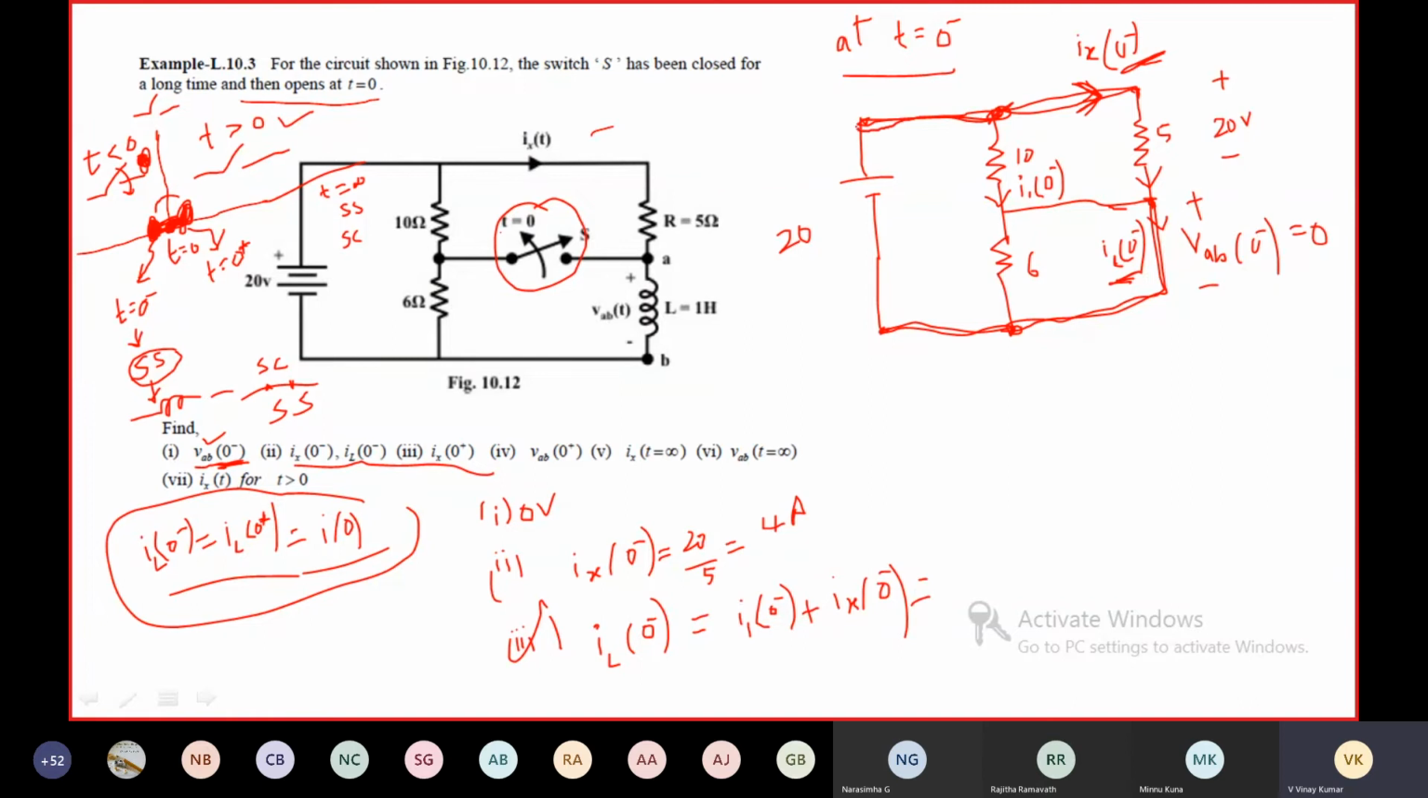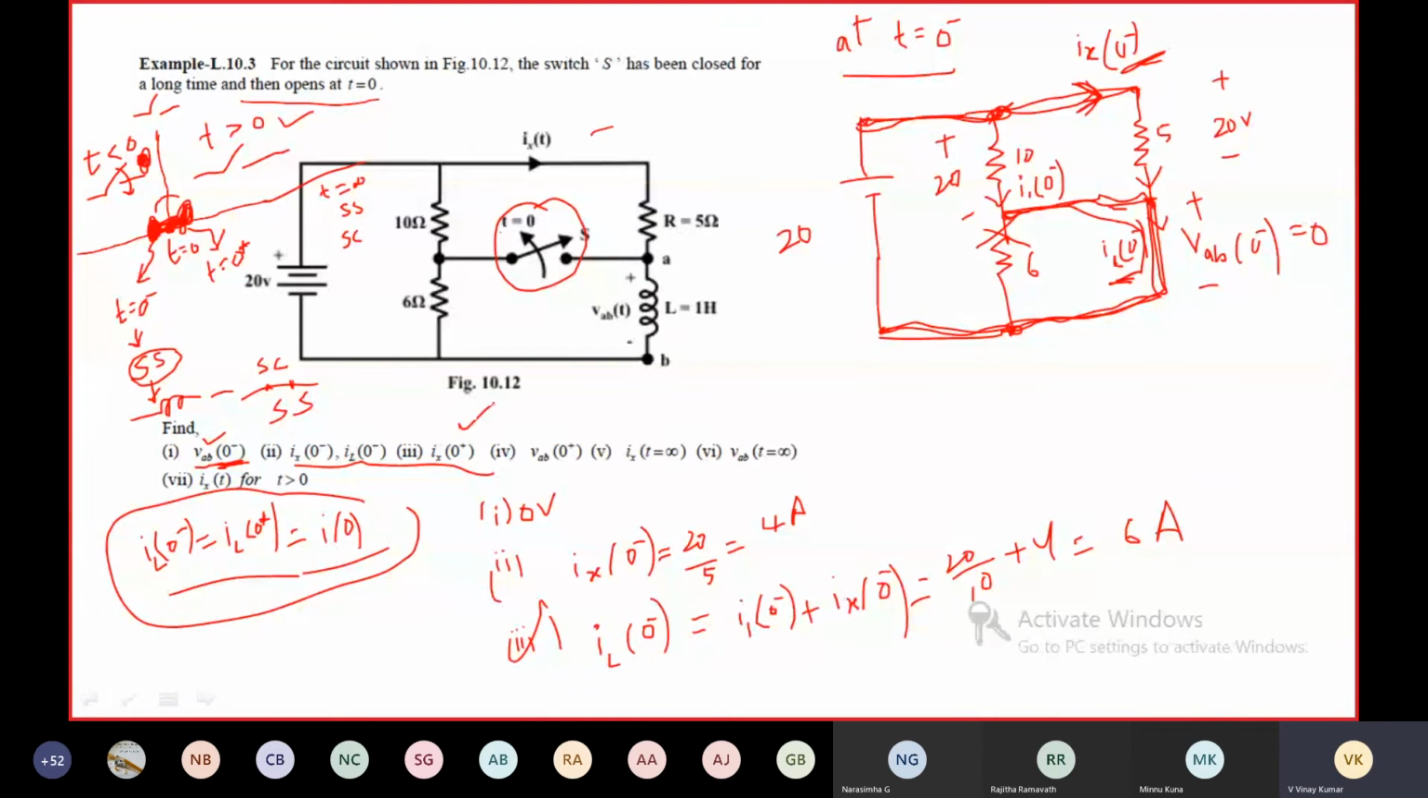What is I1 of 0 minus? This potential is equal to this potential, equal to this potential. Means the voltage across this would be again 20 volts only. This resistor is short circuited, so no current flows in this branch. Then 20 by 10 plus 4 is equal to 6 amps. IL of 0 minus is 6 amps.